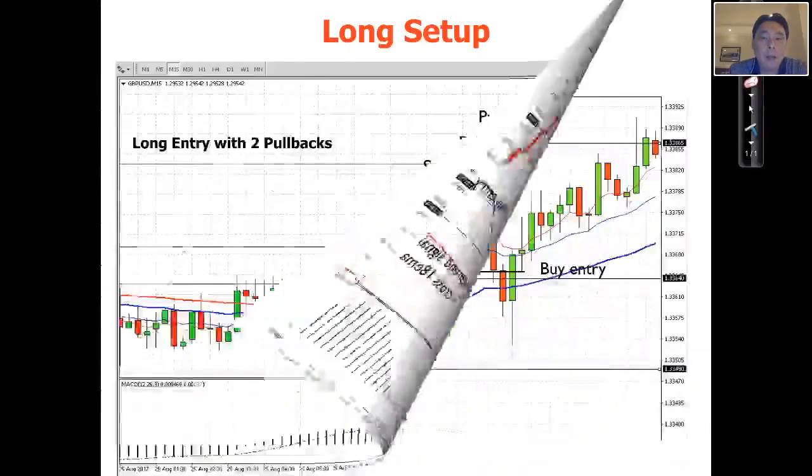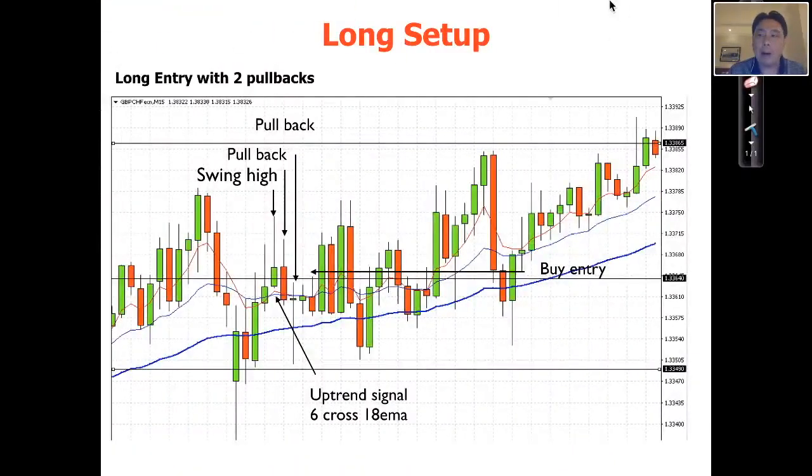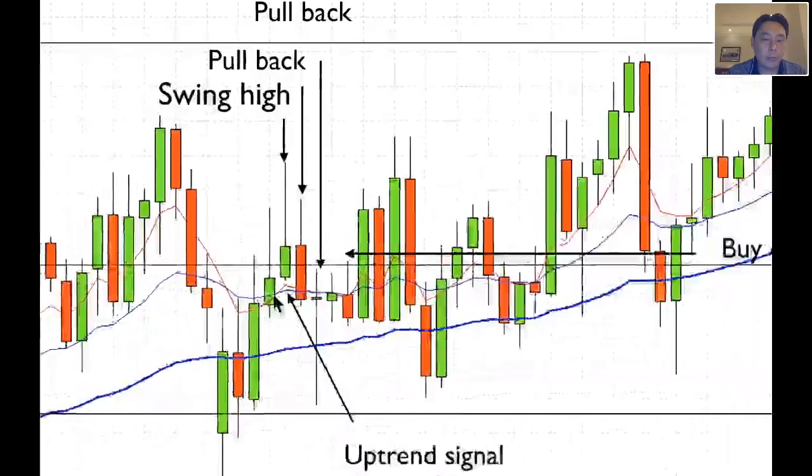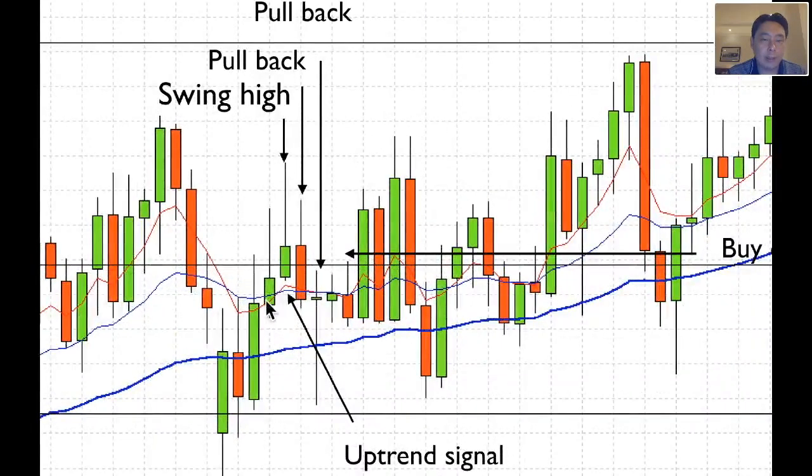Okay, on to the next example. This is pound franc, 50-minute candles, and again, let's take a look at the pattern. Over here, we have the 6 crossing above the 18 again, the red line crossing above the blue line, and right after the cross, we have the swing high candle. Can you see? That's a swing high candle. Right after the swing high candle, what must happen? That's right, you must have a pullback or an inside bar. If the next candle makes a new high, it's not a valid setup.